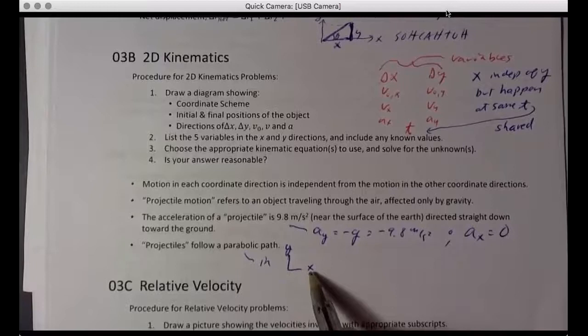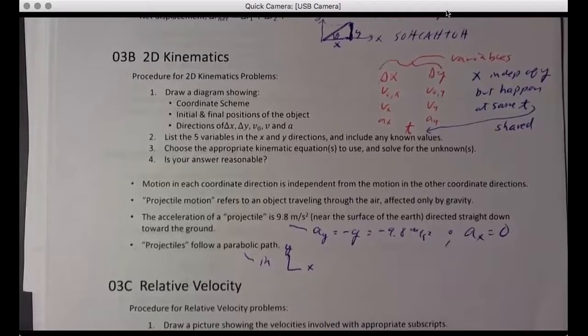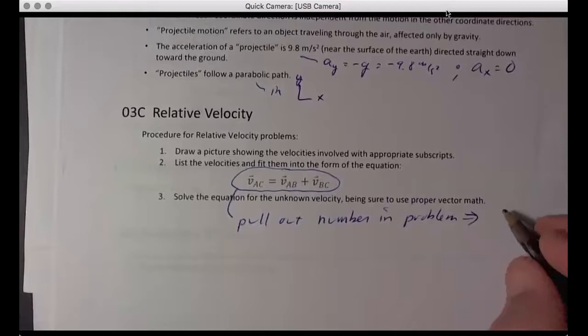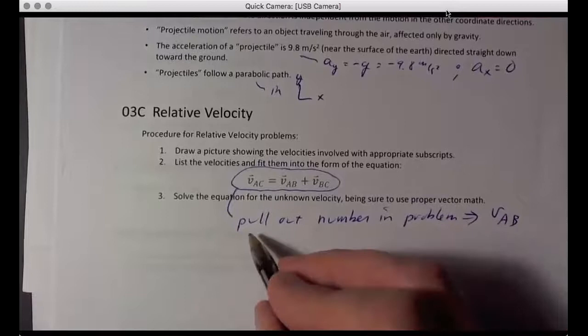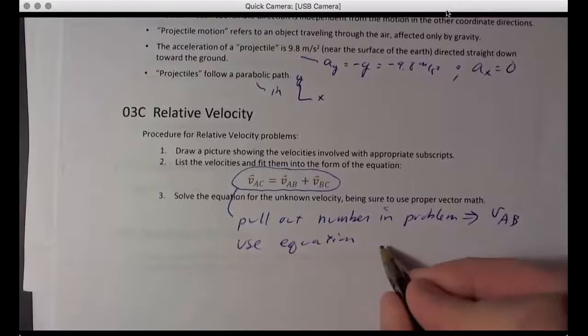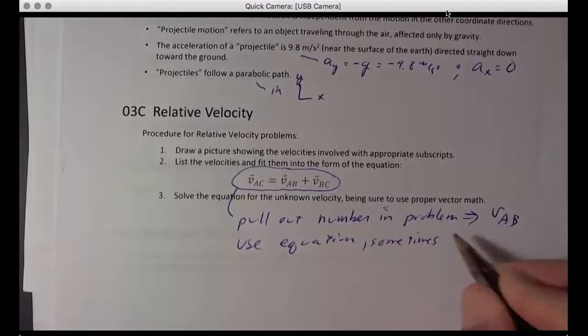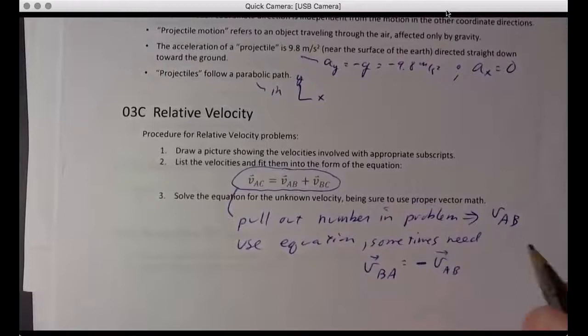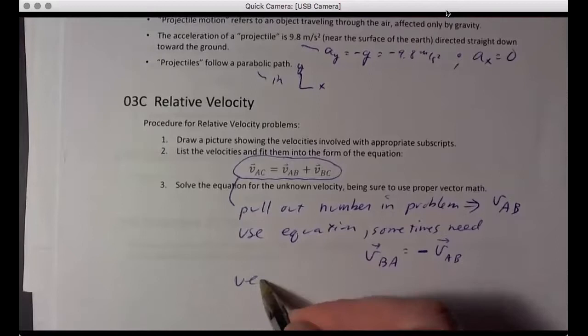Relative velocity, really this is your key equation. So you pull out the object and the reference frames from the problem, and use this equation. Sometimes you need to turn it around, so sometimes you need VBA is equal to minus VAB. This is a vector equation, so really two equations.